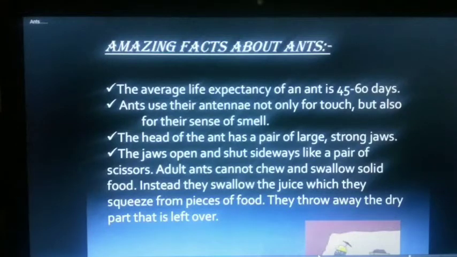Adult ants can't chew and swallow solid food. Instead, they swallow the juice which they squeeze from pieces of food. They throw away the dry part that is left over. I think now you know the tiny teacher better. So many facts we have learned about the tiny teacher.